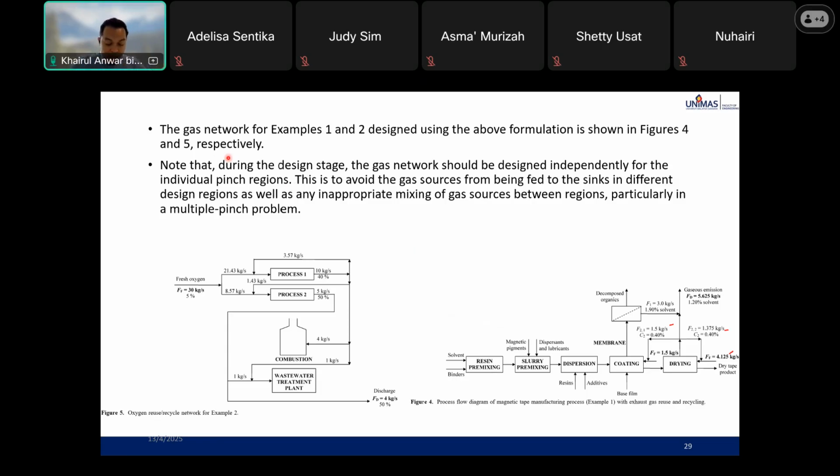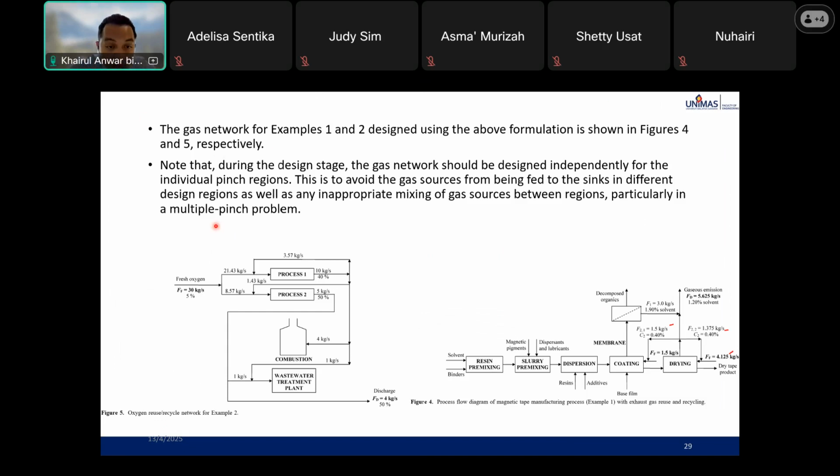So the gas network, for example 1 and 2, example 1 is for nitrogen and example 2 for oxygen, designed using the above guideline, shown in figures 4 and 5 respectively. The flowrate target as well as the gas allocation target for the pinch were defined during the targeting stage earlier. Noted, during the design stage, the gas network should be designed individually for each pinch region. This is to avoid the gas source being fed into a different design region, as each has its own characteristics.